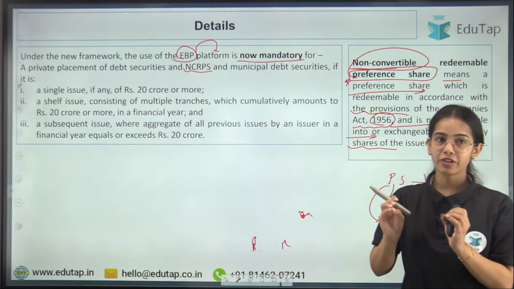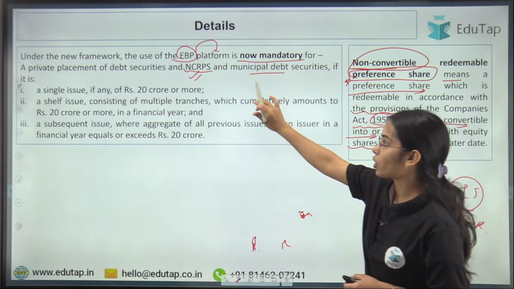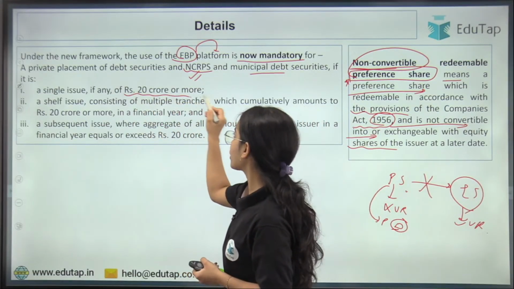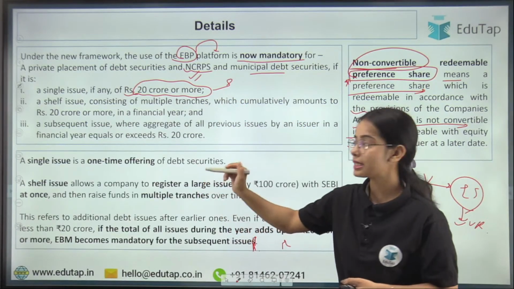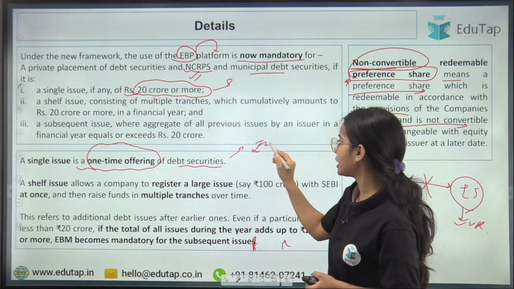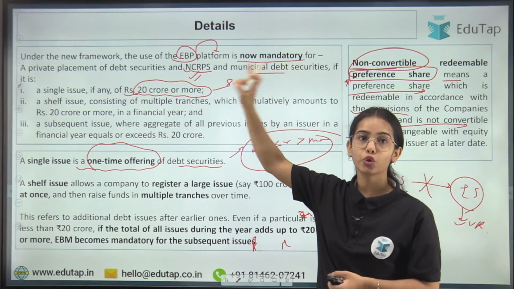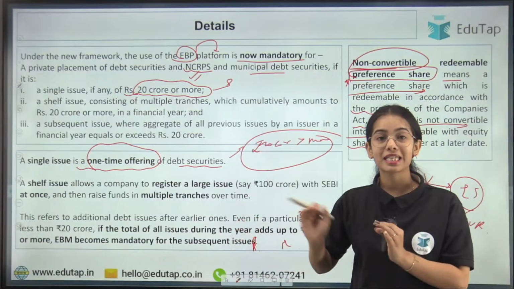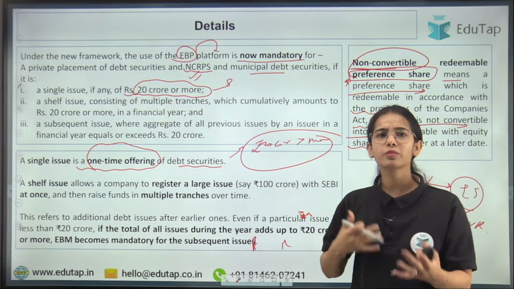This is the idea. So for private placement of debt securities, non-convertible redeemable preference shares and municipal debt securities, if it is a single issue of rupees 20 crore or more, that means at a single time, in a single issue, a one time offering of the debt security of rupees 20 crore or more, in this case it is mandatory to use the electronic book provider platform, so that the private placement happens in an electronic manner and is more transparent about which investors are getting the shares.